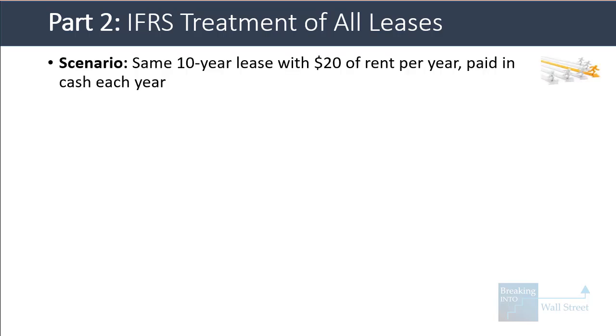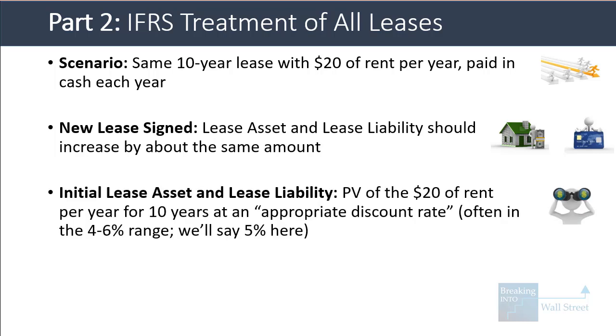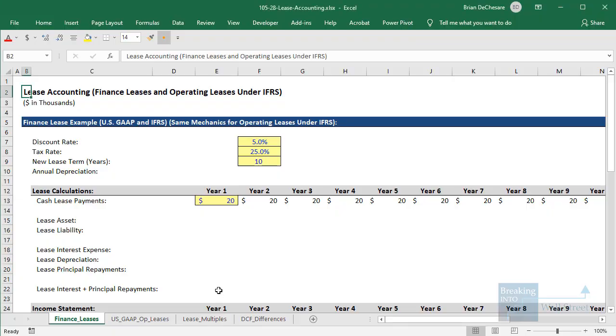Let's now go through the IFRS treatment of all leases, both finance leases and operating leases, because everything here applies to both types. We're going to assume the same 10-year lease with $20 of rent per year that I just showed you, and this will be paid in cash by the company each year. When a new lease is signed, the lease liability and lease asset should both increase by about the same amount, and it should be based on the present value of $20 of rent per year for 10 years at an appropriate discount rate. This is normally in line with what the company pays on its secured debt, so we can say 5% here. Let's go to our blank spreadsheet and fill this in.